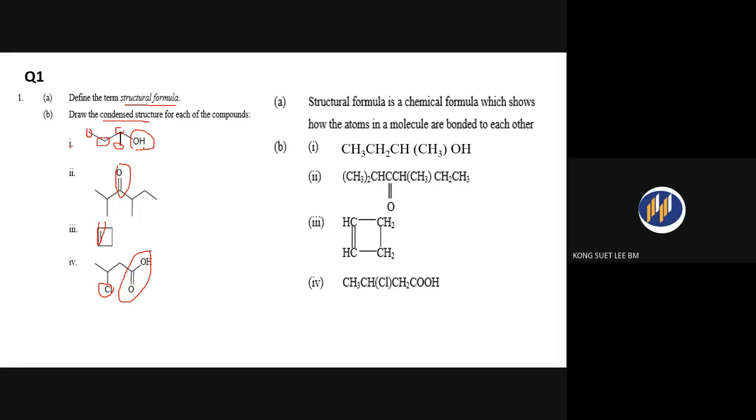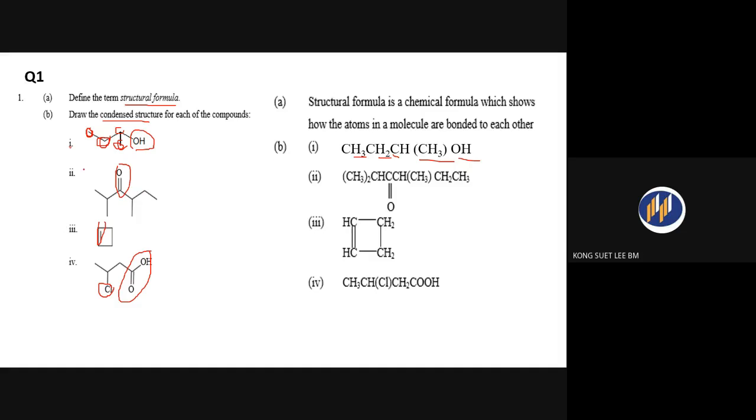Based on this skeletal structure, the question asks you to write the condensed structure. The first carbon has only one bonding, meaning that the other 3 are hydrogen, CH3. And this carbon has only 2 bondings, meaning that the others are H2. This one has 3 bondings, so this is CH, and then there are 2 branches. One is the CH3 branch, and another one is the hydroxide. Always represent the branch by using the bracket.